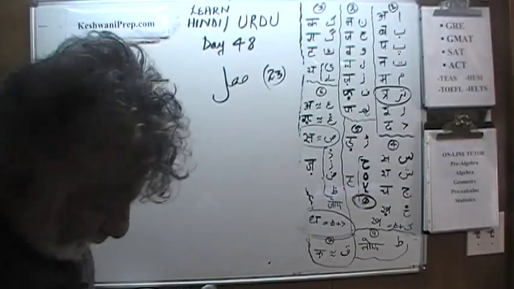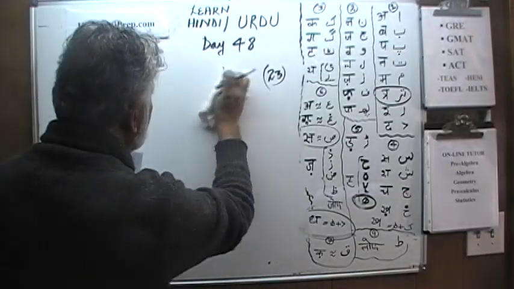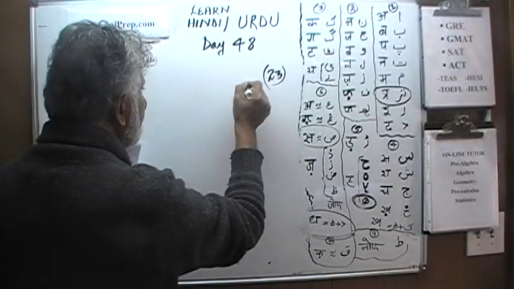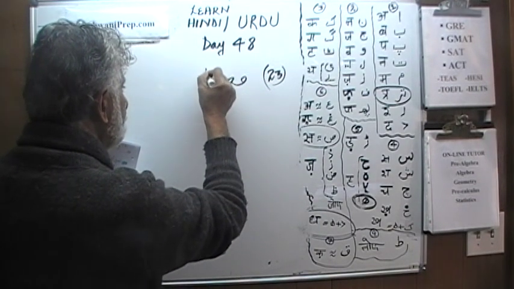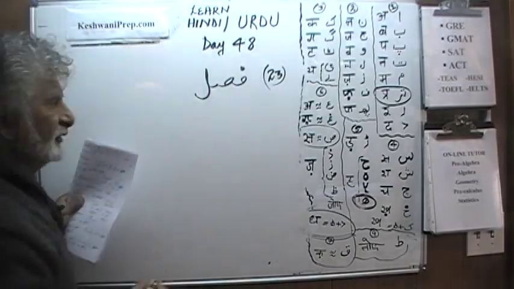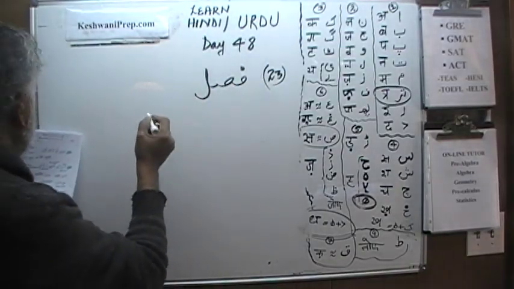Let me rewrite it because we need one more loop. So this is the fa, to which the sa joins, and then you need one more loop to join the lam. That's how it looks like, fasal. And then we have gul.